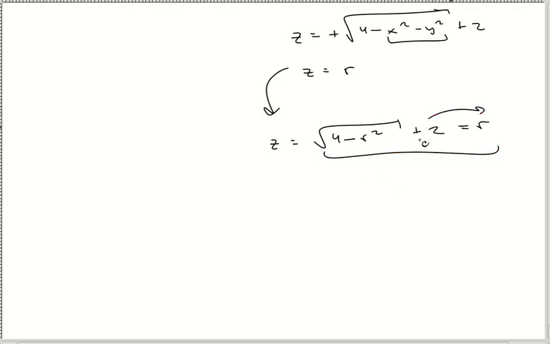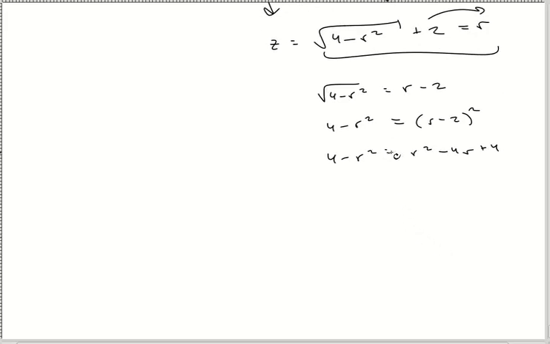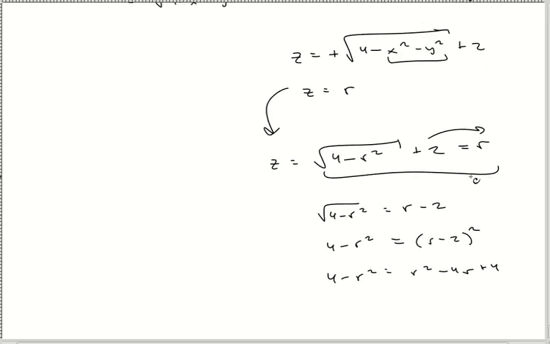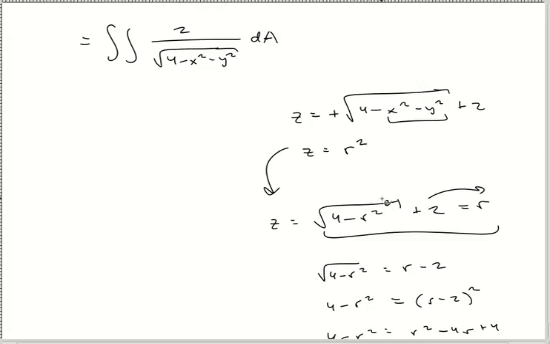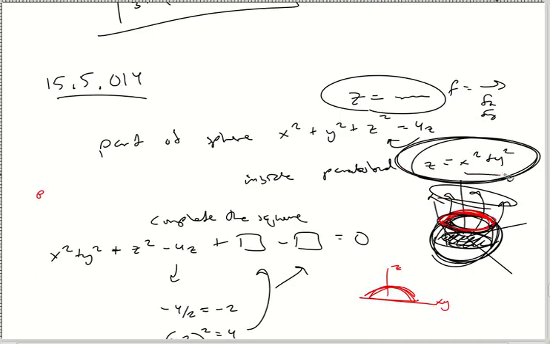So first off, let's move that 2 over. So I got the square root of 4 minus r squared is equal to r minus 2. Square both sides. I'm going to FOIL that one out. And then we want to start combining terms. Actually, I messed up one thing right here. Hold on. This was r squared. It's not just r. Remember I said it up here, this is equal to r squared.